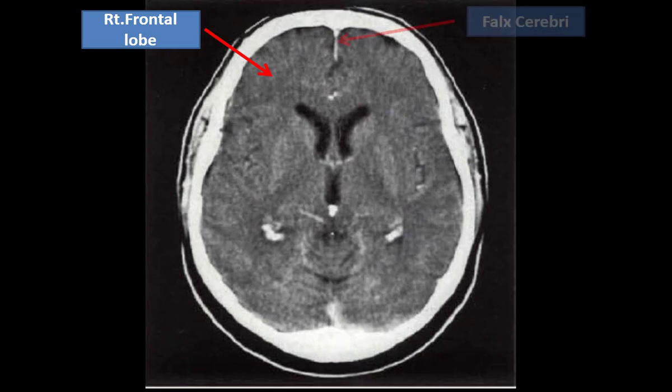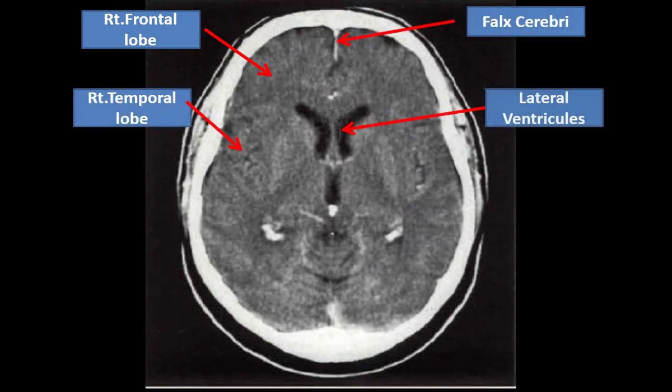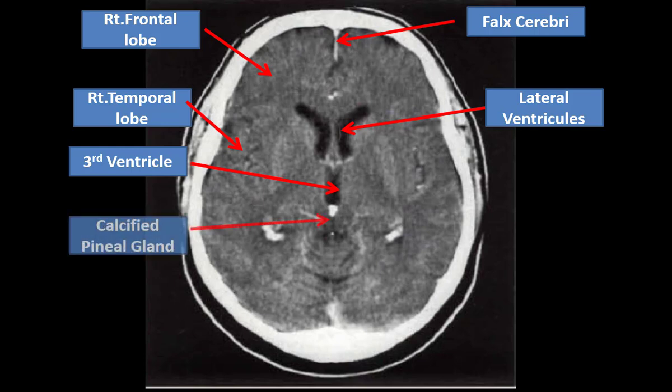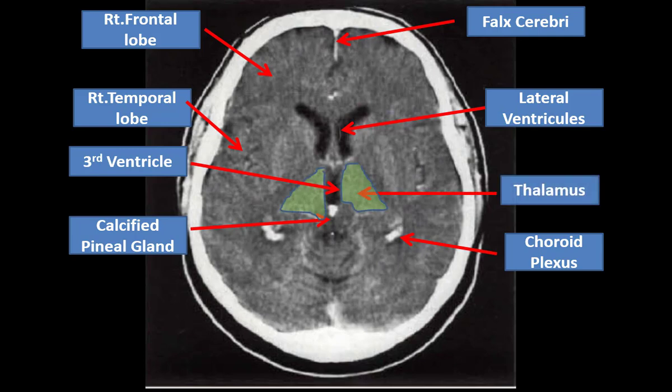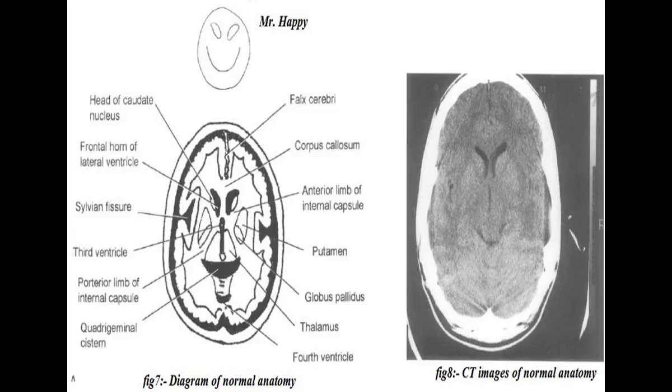As you go further up, you start seeing the falx cerebri. The frontal and the temporal lobes were already there. Now we start seeing the frontal part of the lateral ventricles. This is calcified pineal gland, and these are the choroid plexus, which appear to be calcified because they are appearing white. And here lies the thalamus. And these are the occipital lobes. So this is Mr. Happy. Because of this quadrigeminal cistern and the anterior horn of the lateral ventricles, this appears like a happy face. So you can remember it this way.